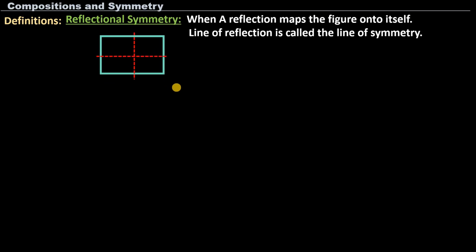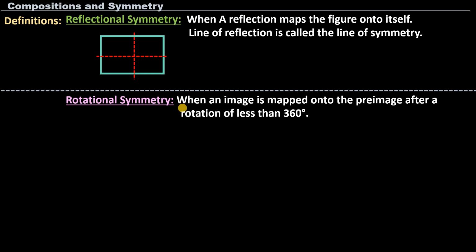The next type of symmetry that we could talk about is rotational symmetry. Rotational symmetry is when an image is mapped onto the pre-image after a rotation of less than 360 degrees. What that really means is being able to rotate an image, and then when you're done rotating it less than 360, so you haven't gone a full circle, it almost looks like you haven't done anything at all.